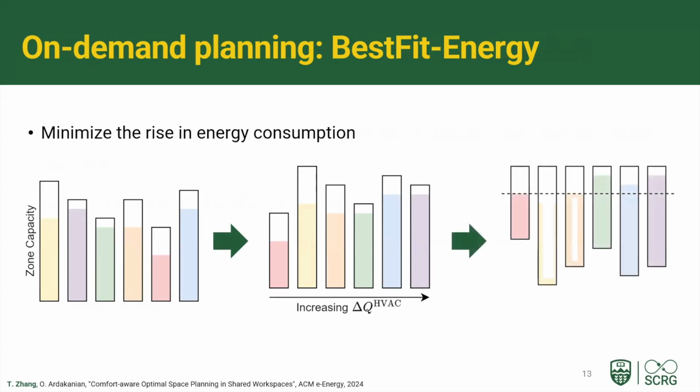And then we find the first zone that has enough space, and the dashed line here is for the visitor groups. Then we find one of the zones that does not violate the thermal comfort of all the occupants in the zone after adjusting the temperature set points to accept the new visitors. In this case, we're going to pick the yellow zone as the result of this heuristic approach.